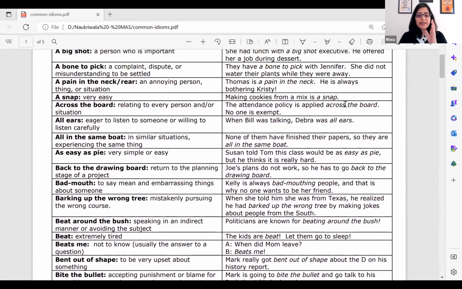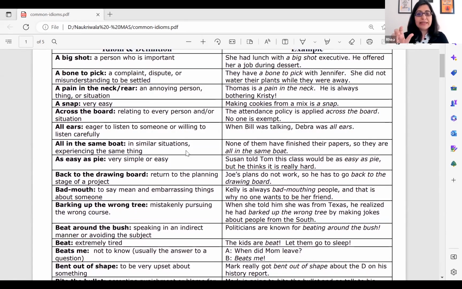All right. Now take a pause here. We've done 1, 2, 3, 4, 5, 6, 7, 8. Okay. Out of these 8, pick any idiom and form a sentence so that you get the hang of it.